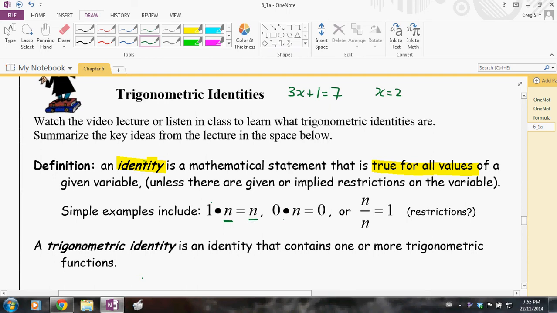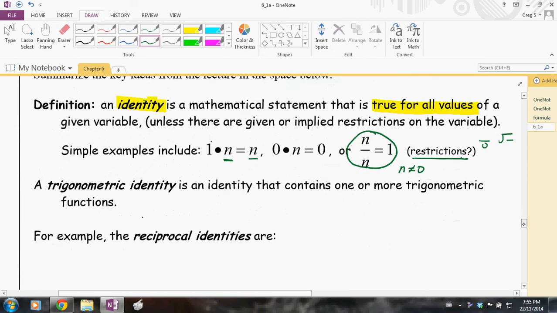Similarly, here's another one, 0 times n is equal to 0, or n divided by n is equal to 1. Are there any restrictions? Okay, so restrictions again: are we ever dividing by 0, or are we taking the square root of some value that's negative? So those are the two ways that we can be looking for restrictions. And clearly in our last example there is a restriction. So in this last one we'd say n cannot be equal to 0, otherwise that is undefined. Okay, so now those are examples of identities.